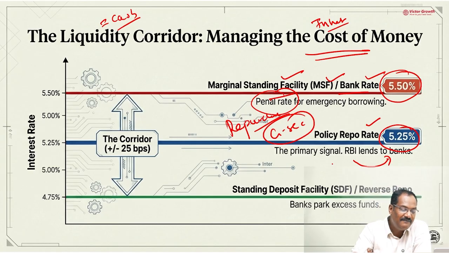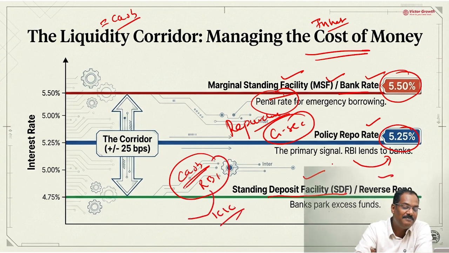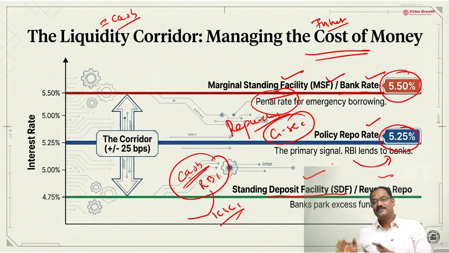Okay, then we have the standing deposit facility, reverse repo. The standing deposit facility is where you can deposit money with the RBI. You have something like the reverse repo rate, whereby the RBI will accept the cash and give interest to the bank. So if you are ICICI Bank, ICICI Bank can take tons and loads of its money and keep it with the RBI, and the RBI will pay them interest.